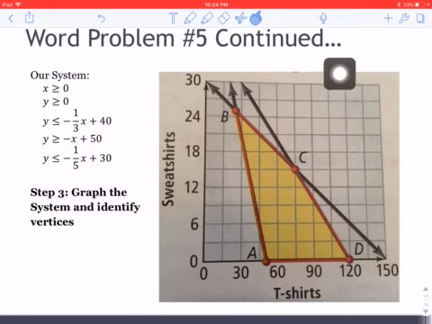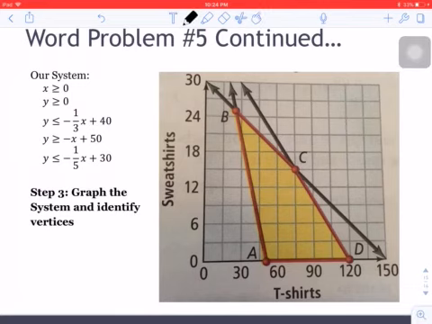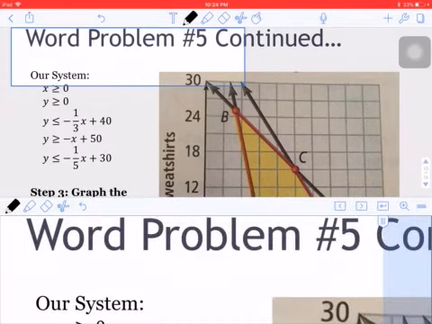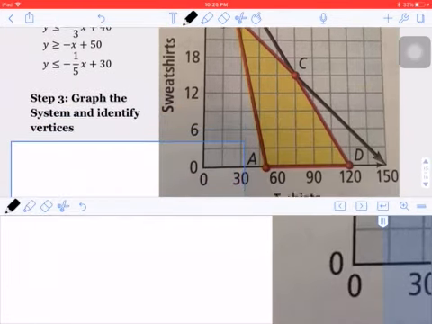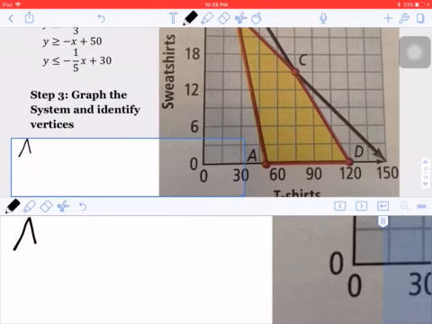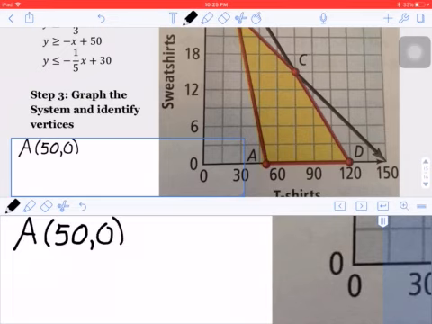Okay, and so our goal now, in our step 3, is to graph it, which we did, and then identify the vertices. So I want to identify what we've been given here. Taking a look here, I'm going to move this down. We have point A, and it's always a good idea to label them as letters because that way you keep things organized. Point A was actually at X was 50, Y was 0. Point B was at the point 25, 25.